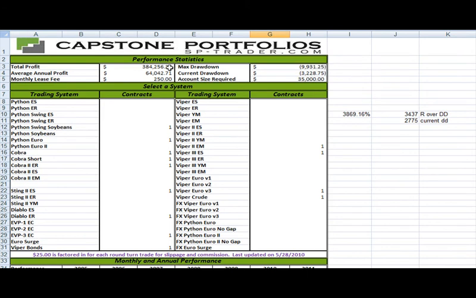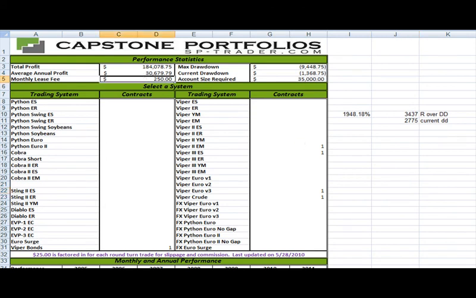Also, I want to take a look at a new portfolio. The new portfolio for this month that I'm adding is everything Viper. So we're going to have a Viper portfolio. What we're going to do is simply take out everything that's not Viper. Boom. The Vipers have been doing very well. We get 19.48 as the return over drawdown. There are not as many systems, and the drawdown's about the same. The current drawdown is 1368.75.